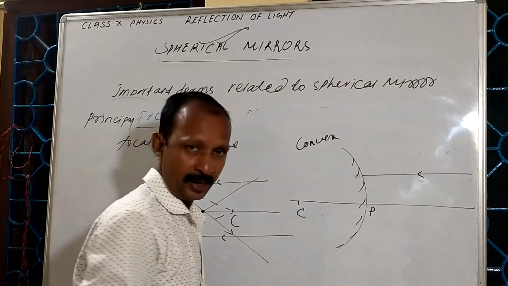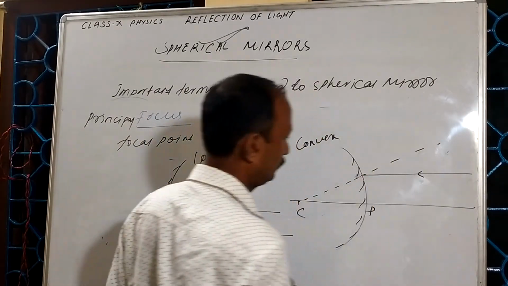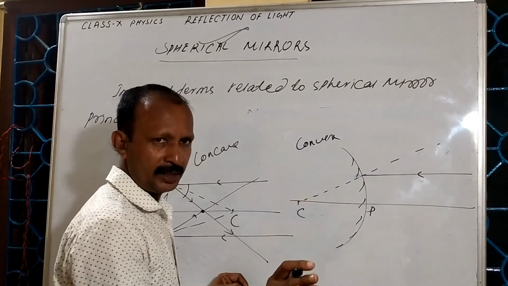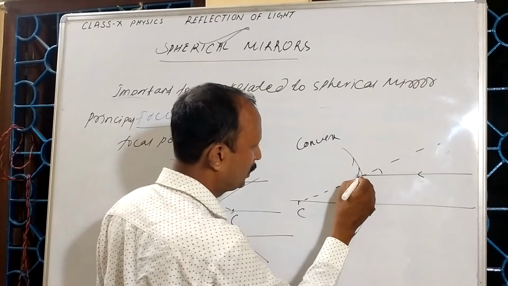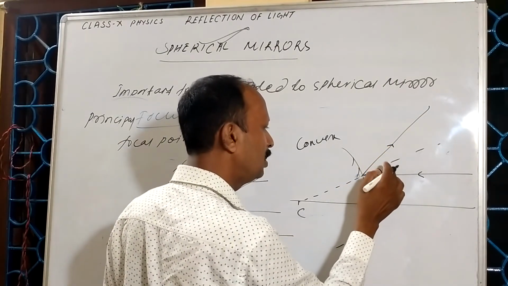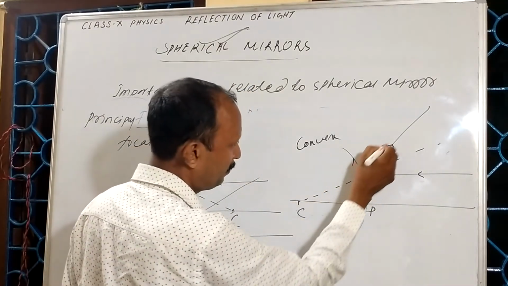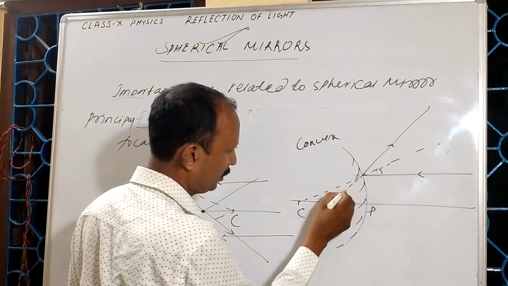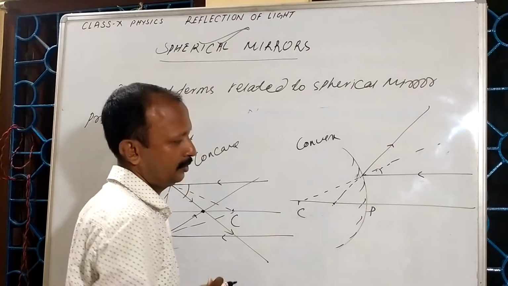Suppose one light ray comes here. This is the incident ray. Here to here I am joining. This is the normal. So we know that it will follow the laws of reflection. This angle, how much? It will reflect by making the same angle with the normal. That means if I extend this one virtually, it is meeting at this point.